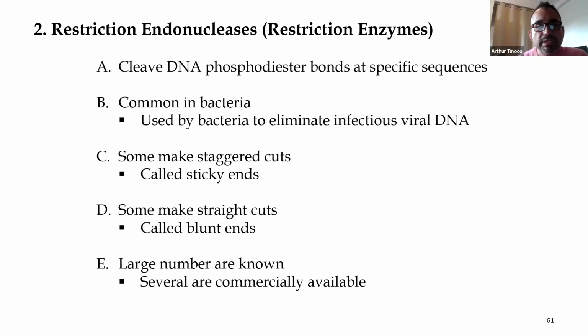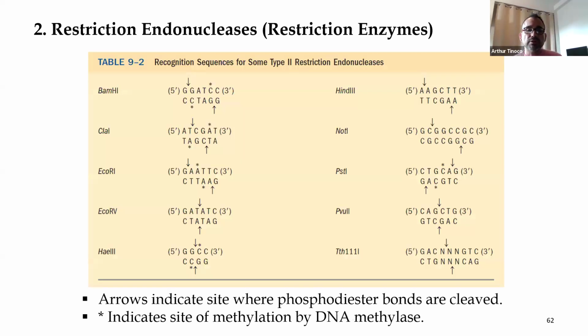All right, so looking into the choice of your restriction enzymes, your restriction endonucleases. They cleave DNA phosphodiester bonds at specific sequences, are common in bacteria, and are used by bacteria to eliminate infectious viral DNA. Some make staggered cuts. That's important because they introduce what are referred to as sticky ends. Some make what are referred to as straight cuts or blunt ends. We will see that in a moment visually. And then there are a large number of restriction enzymes that are known and that are commercially available for us to use.